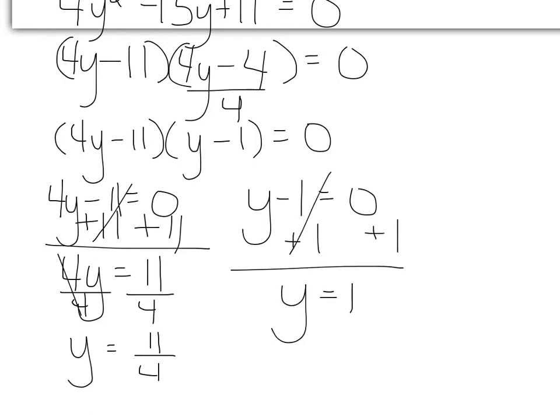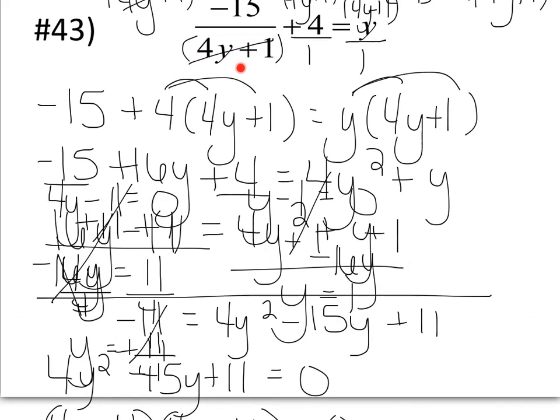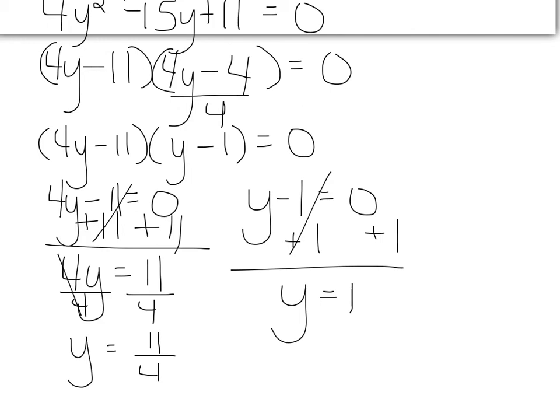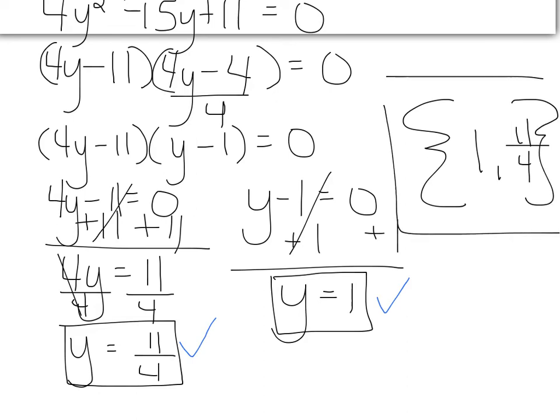So let's check 1, and then let's check 11 fourths and see. This is my only denominator with a variable. If I put a 1 in here, I get 4 plus 1, which is 5. If I put 11 fourths in here, the 4's cancel, and I get 11 plus 1 is 12. So it turns out that both of my answers are okay. 11 fourths and 1. Okay, so you would write them like this. It's a solution set. Okay?